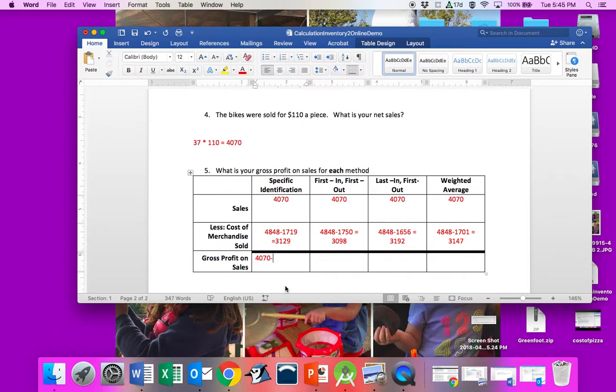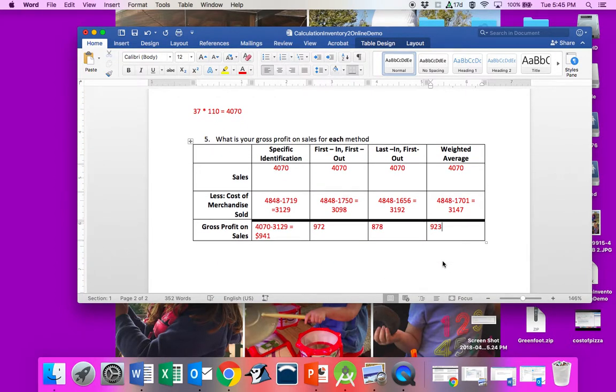If I take 4070 minus the 3129, I'm going to get a total of $941 for my gross profit on sales. If I do the same thing here, I'm going to get 972. I'm going to get 878 for last in, first out, and 923 for weighted. Again, I'm taking 4070 minus 3098 to get 972, 4070 minus 3192 to get 878, and 4070 minus 3147 to get 923, and that is my gross profit on sales.